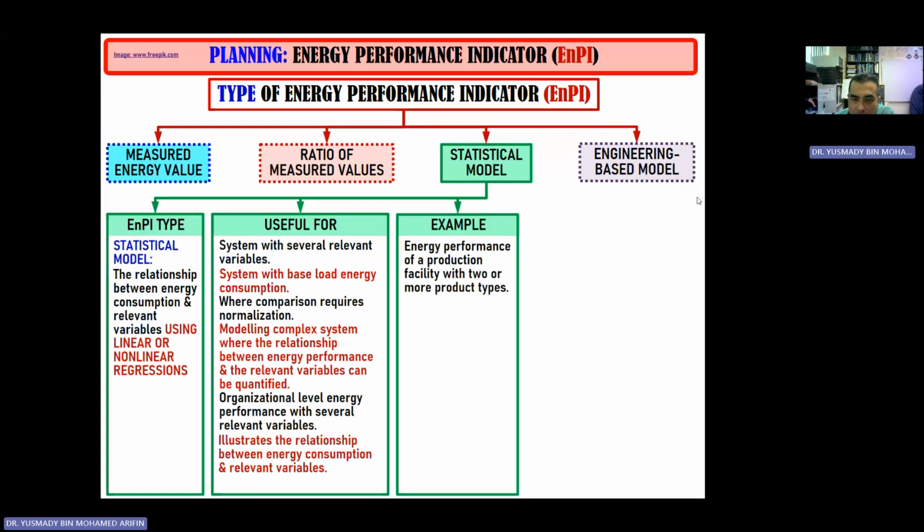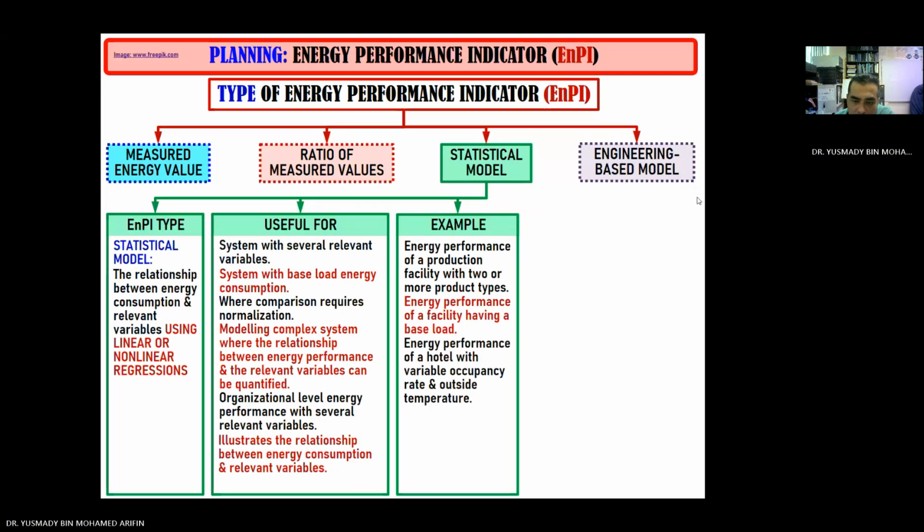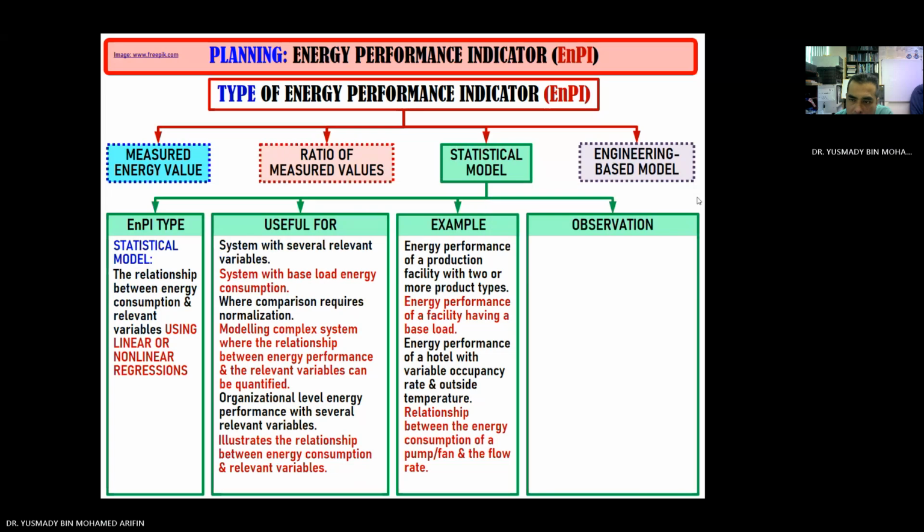For example, energy performance of a production facility with two or more product types, energy performance of a facility having a base load, energy performance of a hotel with variable occupancy rate and also outside temperature, and also the relationship between the energy consumption of a pump or fan and the flow rate.